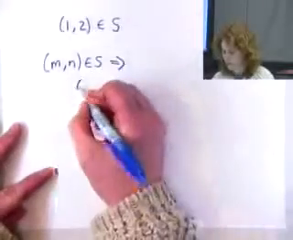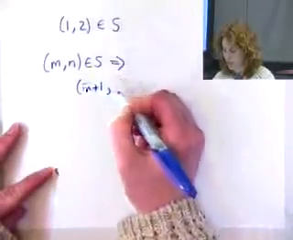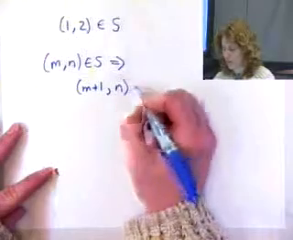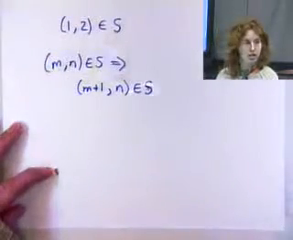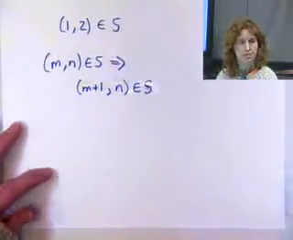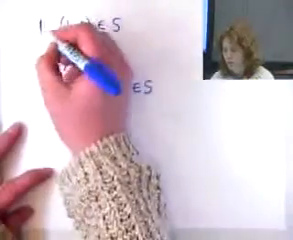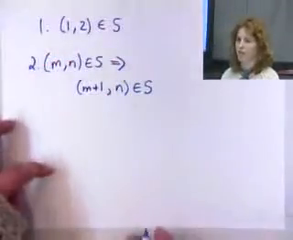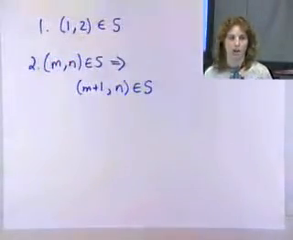So let's say that I have an ordered pair in my set. Let's say that (1, 2) is in my set S. And I'll give you a rule: if (m, n) is in S, then that implies that (m plus 1, n) is in S. So this is a recursive definition for a set. I have a basis and I have a recursive step for adding elements to the set.